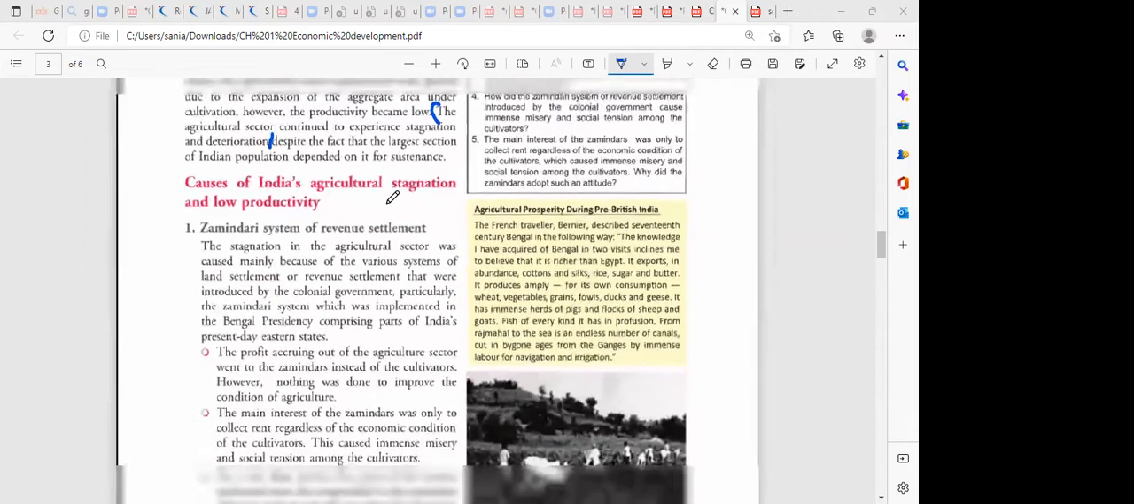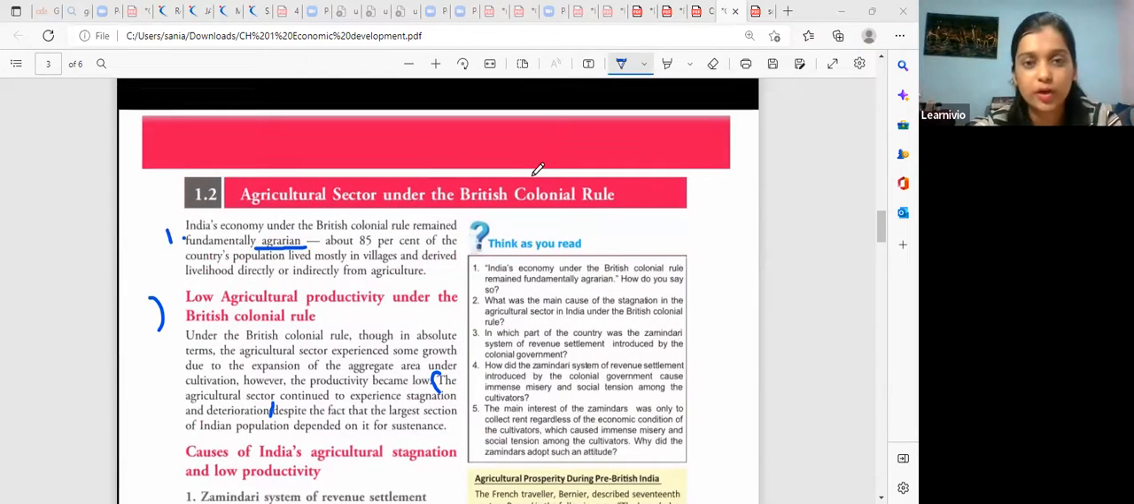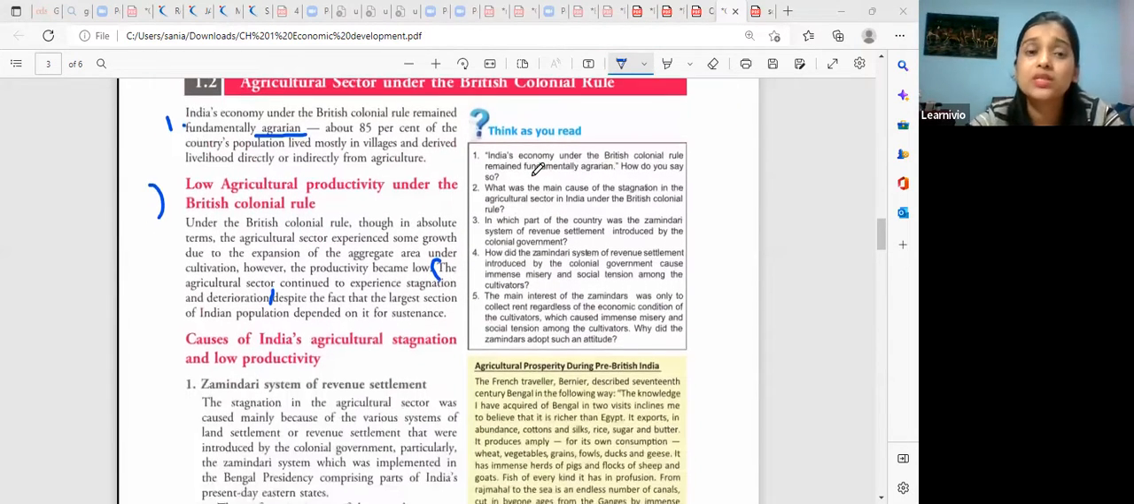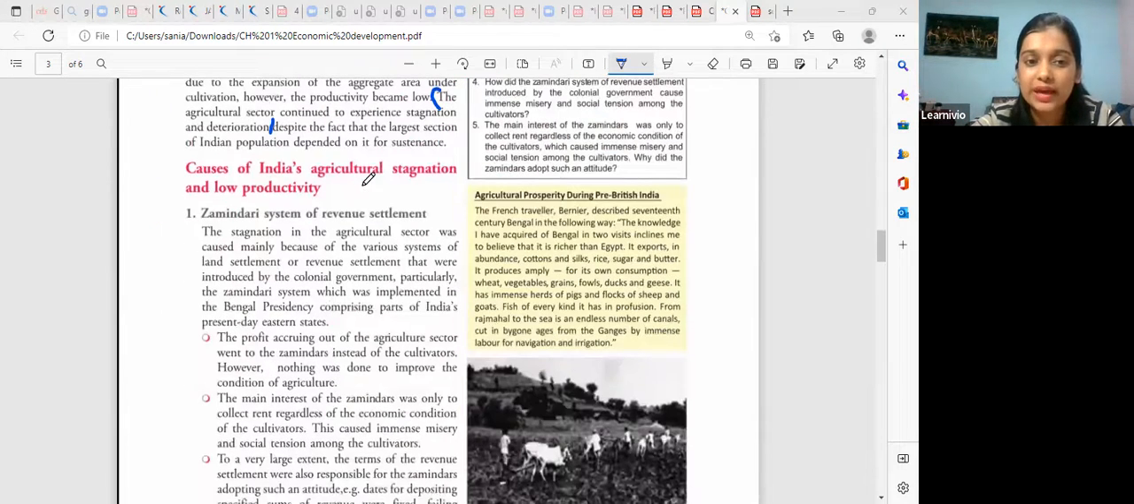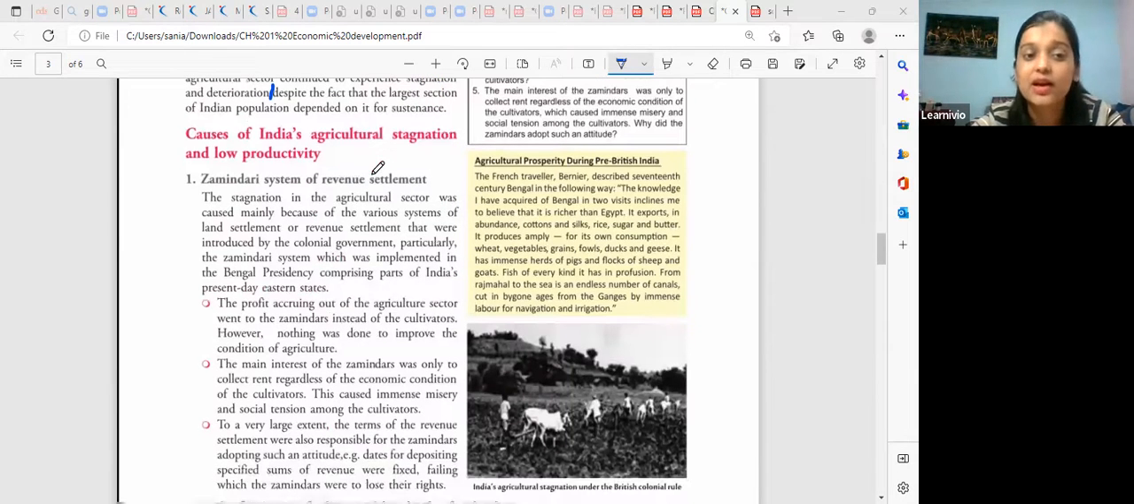Now, you already know the condition: productivity was very low and there was stagnation. So what was the reason for the stagnation? The cause of India's agriculture stagnation and low productivity is going to be your next heading. First, the zamindari system of revenue settlement. The Britishers came and introduced the zamindari system. So what is this zamindari system?